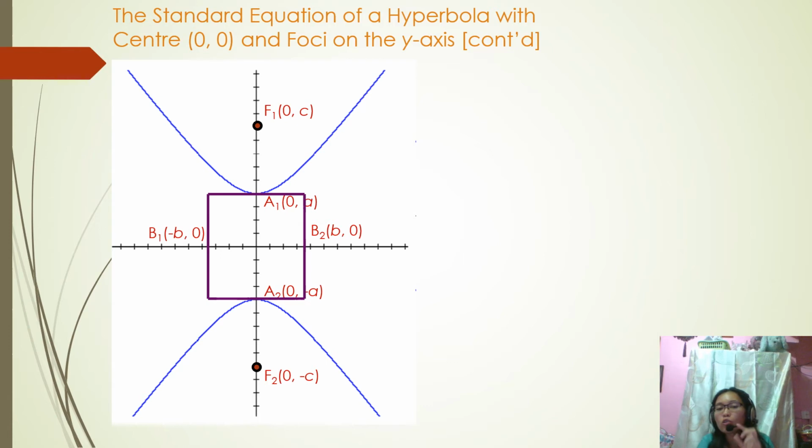So the placement changes. Where the focus is, the vertex is there too, along the same line. Of course, the opposite of that will be your b, and b is always your conjugate axis. So look at the movement: from 0 toward c, because the focus is c units away from the center and the vertex is a units away from the center. This is the center of the hyperbola.